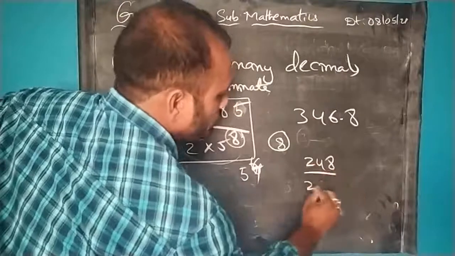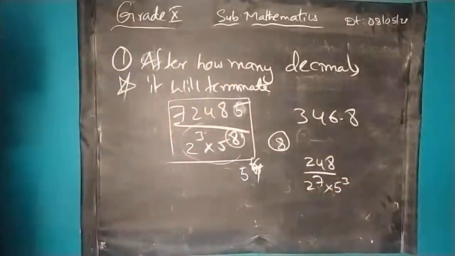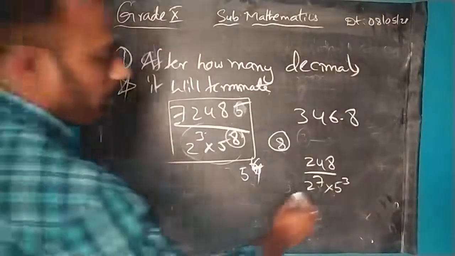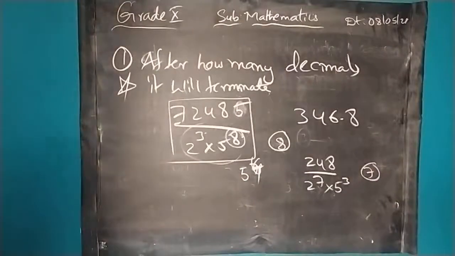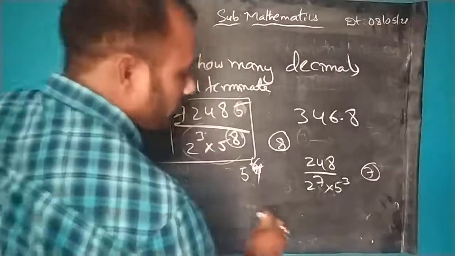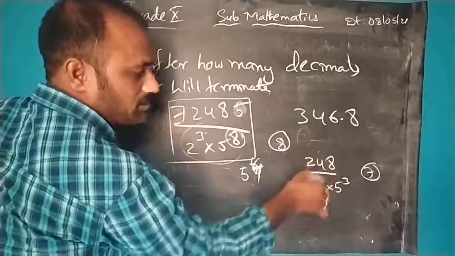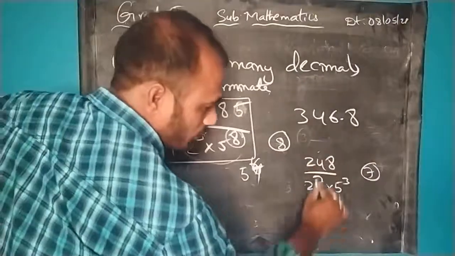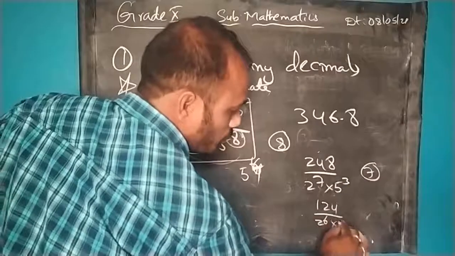248 divided by 2 power 7 into 5 power 3. Let me do this. So in this question we should not blindly say 7 is the answer. Why? Because it would terminate after 7 decimals. But first let me check whether my numerator is able to cancel with this. So yes, it will cancel. So what will it become? 124 by 2 power 6 into 5 power 3.